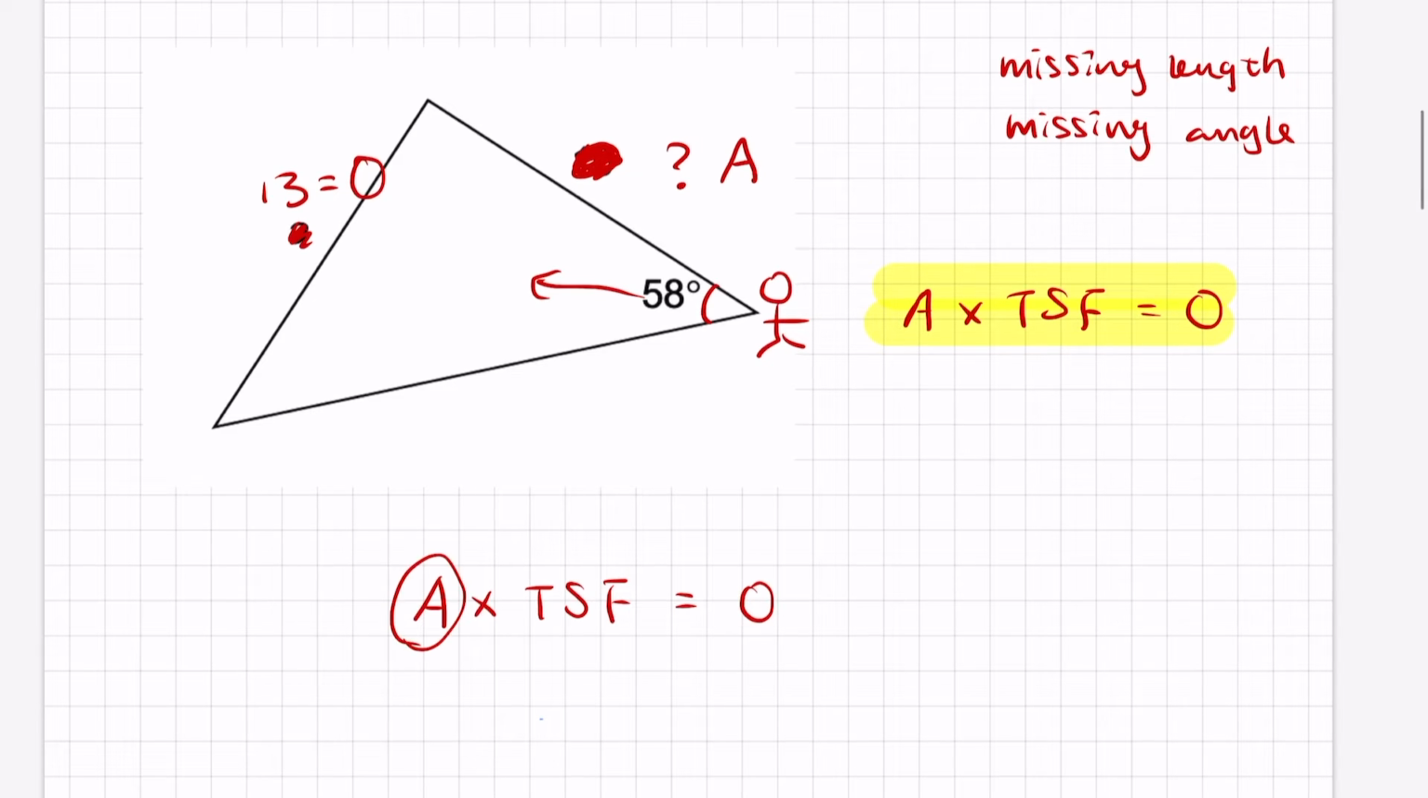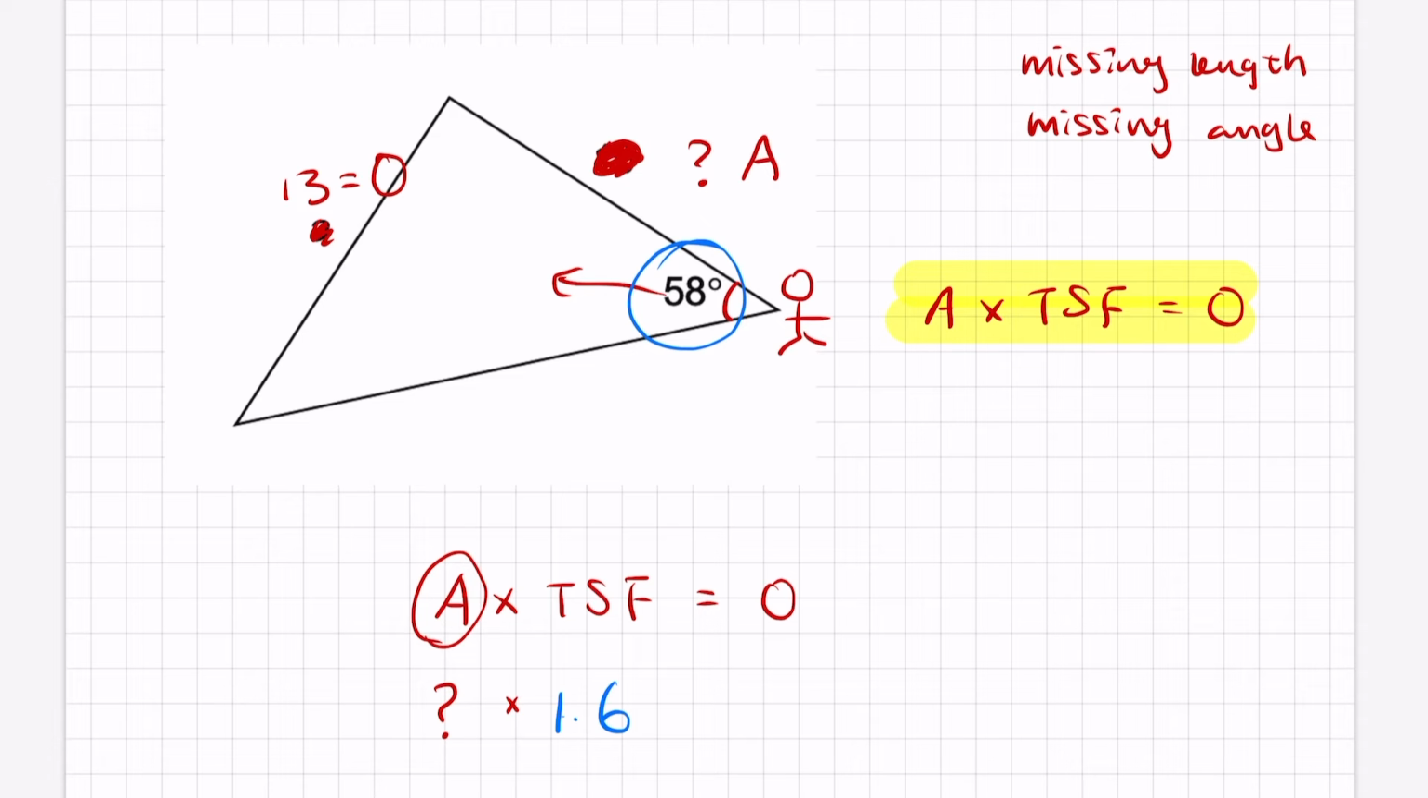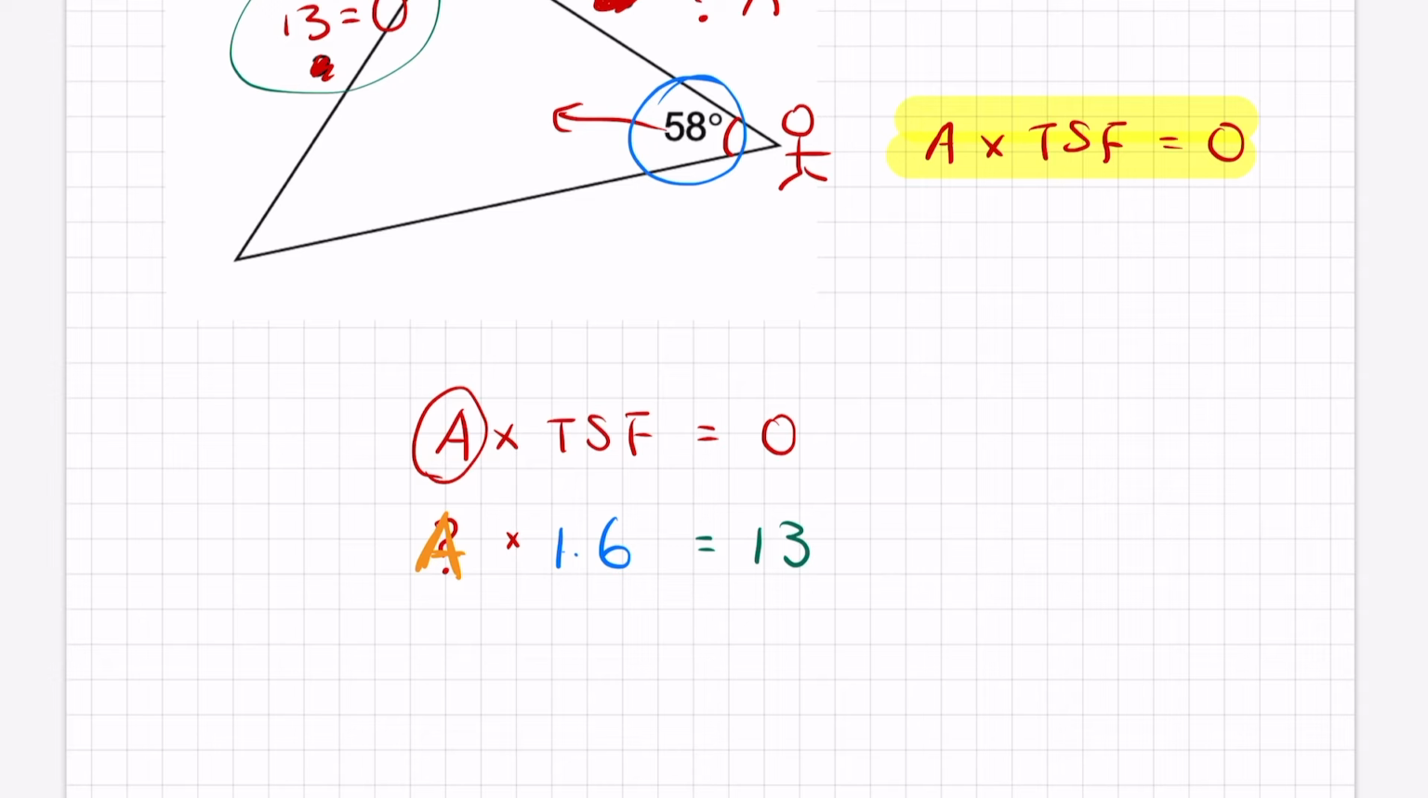Do we know A? This is something we want to find. Do we know TSF? The TSF of 58 degrees is 1.6. So we can write that down. Do we know O? Yes, it's 13. Now here's the question. What can I do to work out A? The inverse of multiplication is division. Therefore, to remove the effect of multiplying by 1.6, we need to divide by 1.6. Since we need to keep the equation the same, we need to divide both sides by 1.6. Now we have worked out A.